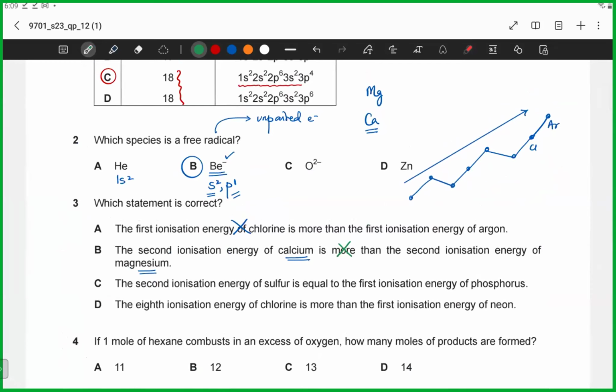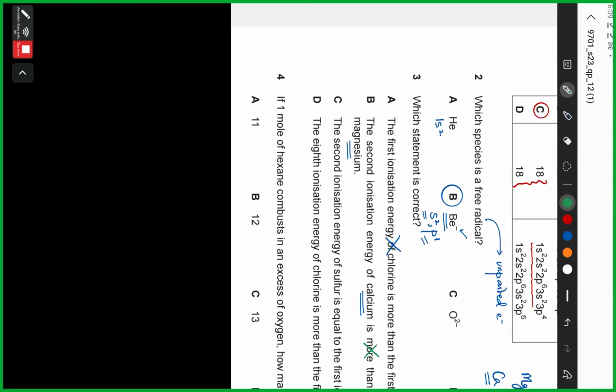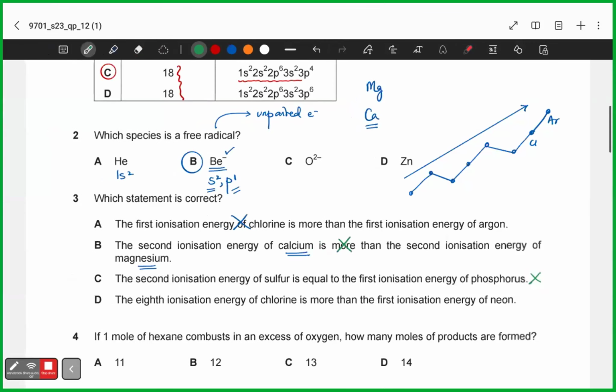Whereas the second ionization energy of sulfur is equal to the first ionization energy of phosphorus. Is that going to be true? No. I think it's not going to be true, or at least we can't really confirm it's going to be true. Okay, all ionization energies tend to be different from each other. So next is the answer. D is going to be the answer.